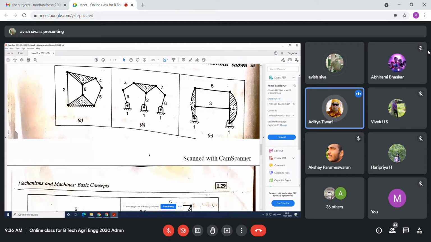N is equal to 2. Yes, very good. Your name? Aditya Tiwari. Aditya Tiwari, very good. Thank you, sir. See, n is equal to 2. See how you will calculate. See, first thing is you should know the concepts.